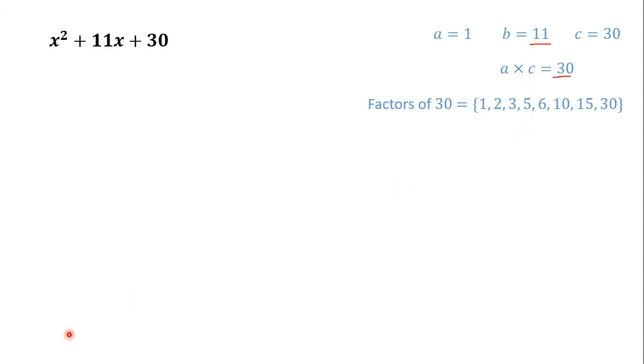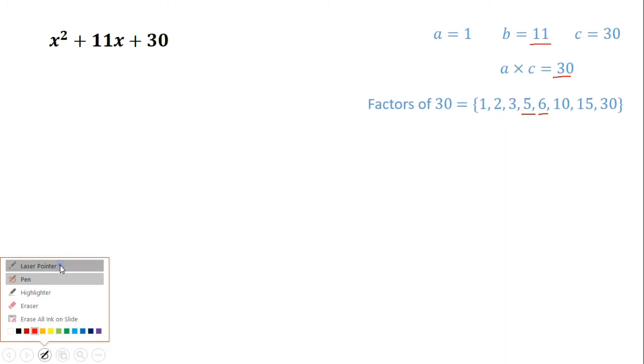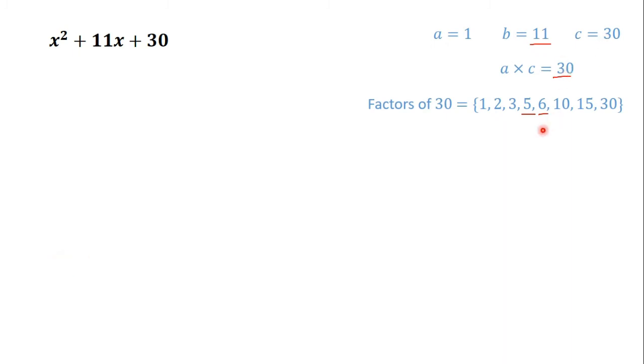You can see that those two numbers from this set are 5 and 6, because 5 times 6 will give us 30, and 5 plus 6 will give us 11. So the two numbers we are looking for are 5 and 6.